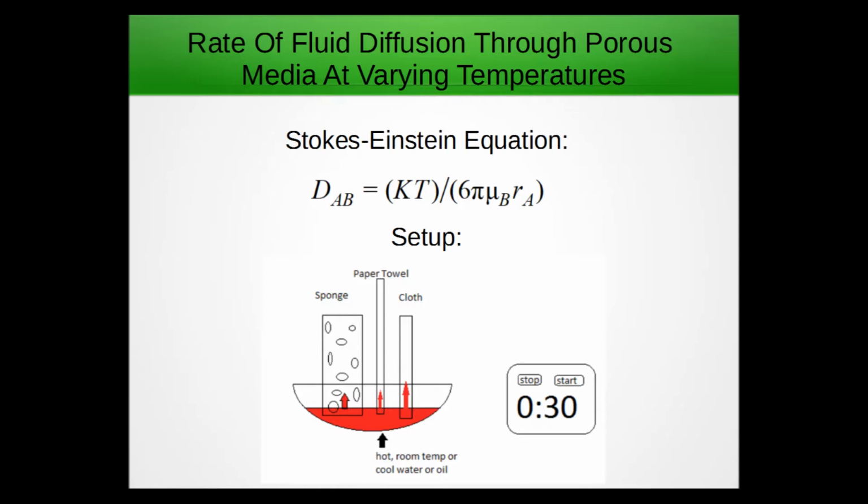To do so, we will take a liquid, either water or vegetable oil, and let it diffuse into a sponge, paper towel, or a cloth over a set period of time. We recorded the distance each liquid traveled up each solid to determine the diffusivity of that liquid.